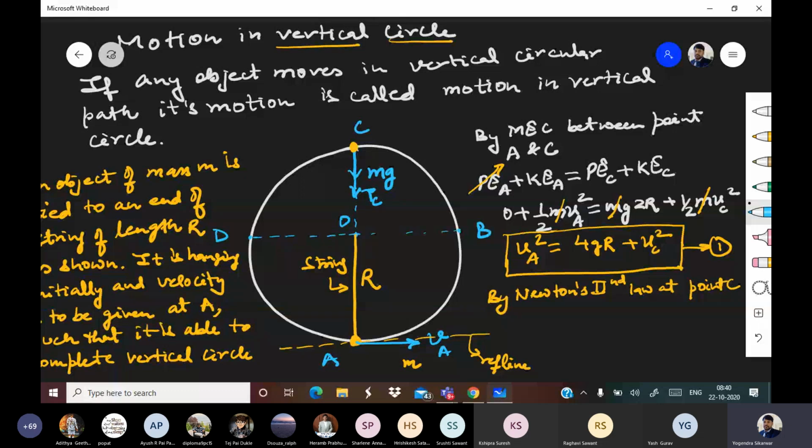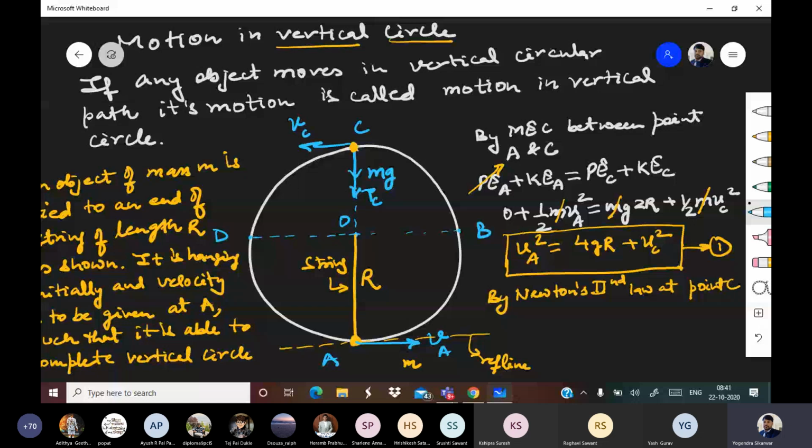As per the requirement. All right. So by Newton's second law at point C, pay attention, velocity here will be Vc. We cannot say that it is 0. Why? Because if velocity at C becomes 0, the object will fall down. It will not complete the vertical circle, right? So velocity at point C is not 0, mind it.